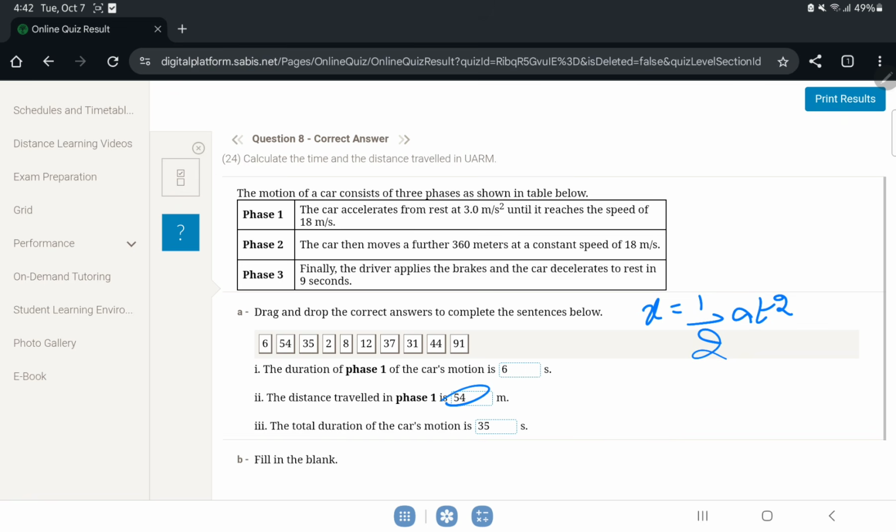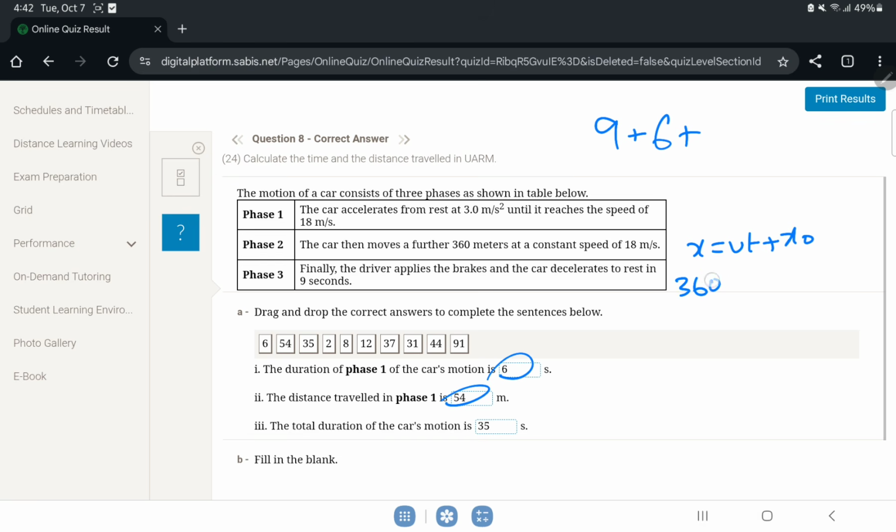The total duration of the car's motion, so the duration here and here and here, let's find it. Here they gave us 9 seconds, so we have 9 plus. Here stage 1 is 6. Let's find for stage 2. We can do the URM equation. So x is equal to vt plus x initial. X, which is 360, is equal to v, 18, times t plus x initial 0. So 360 over 18 will get you 20. And 20 plus 9 plus 6 will get you 35.